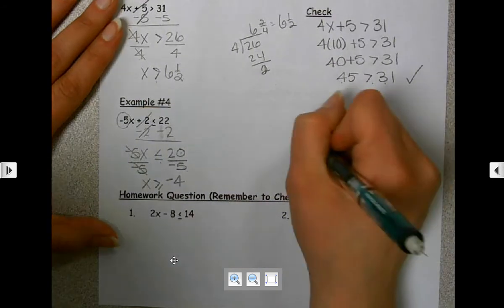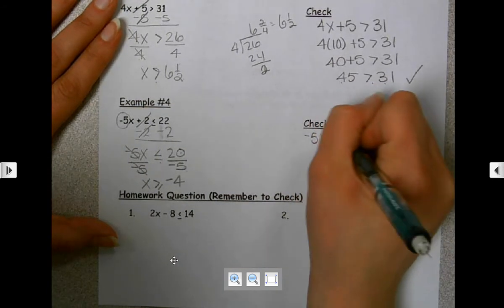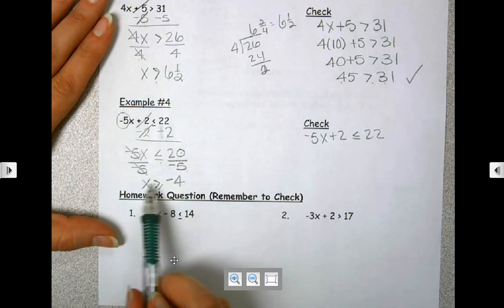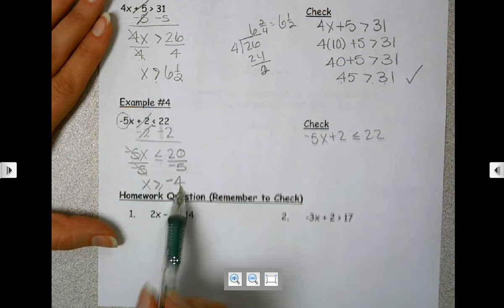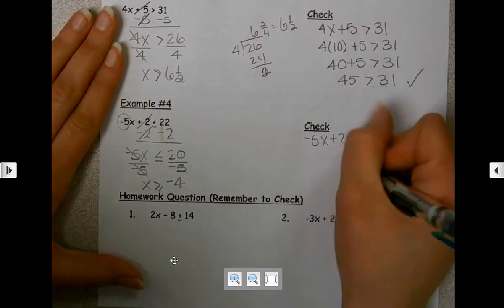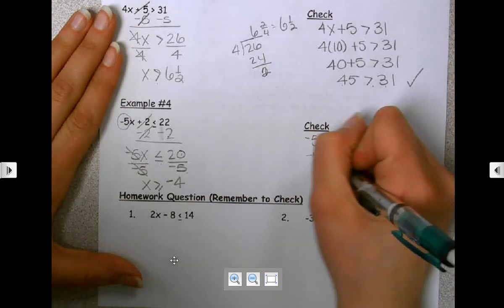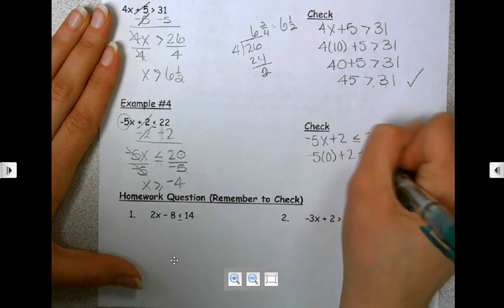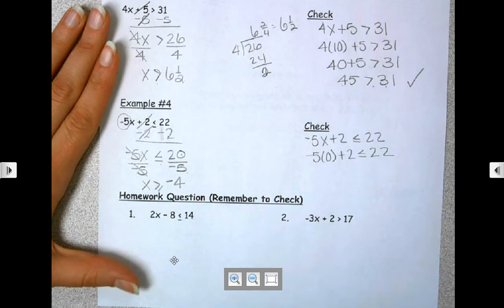We're going to go ahead and check. Okay, I can pick any number. x is greater than or equal to -4. I can choose any number. I'm going to do pretty simple. I'm going to choose 0 once again. I tend to like 0, 10, that kind of thing. It makes checks pretty easy.